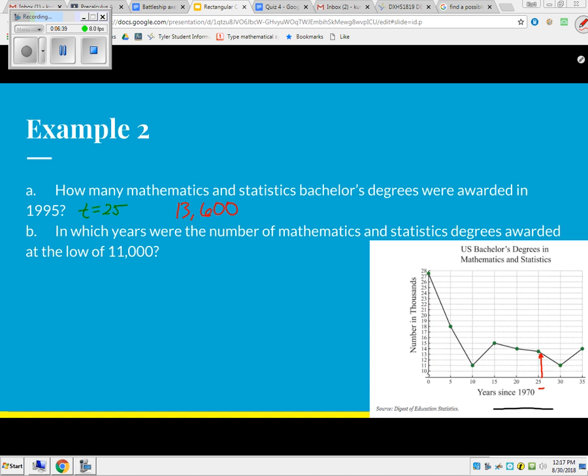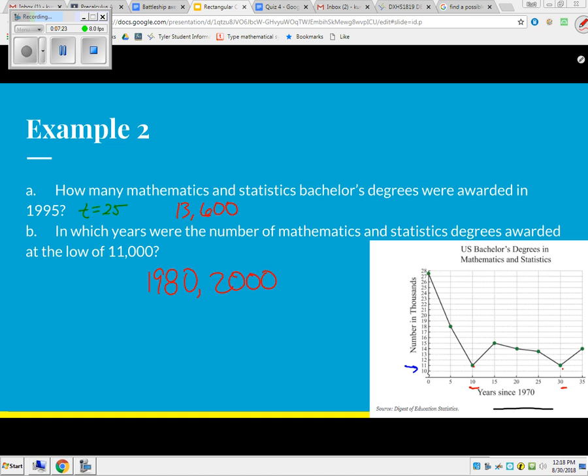Okay. So let's try it the other way. This time, it's asking in which years were the number of mathematics and statistics degrees awarded at the low of 11,000. So this time I'm wanting to look at my axis on this side, the 11,000. Okay, and I see that I hit this 11,000 mark twice, at the 10 and the 30. Remember, those mean years after 1970. So 10 years after 1970 would have been 1980. And then 30 years after 1970 is the year 2000.